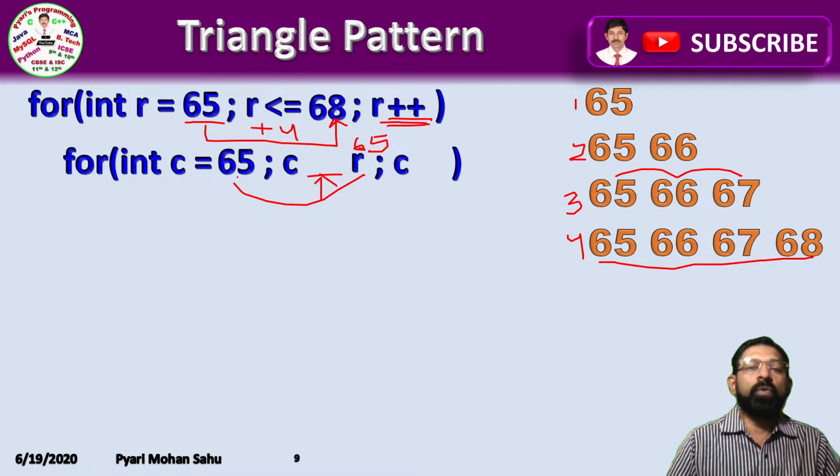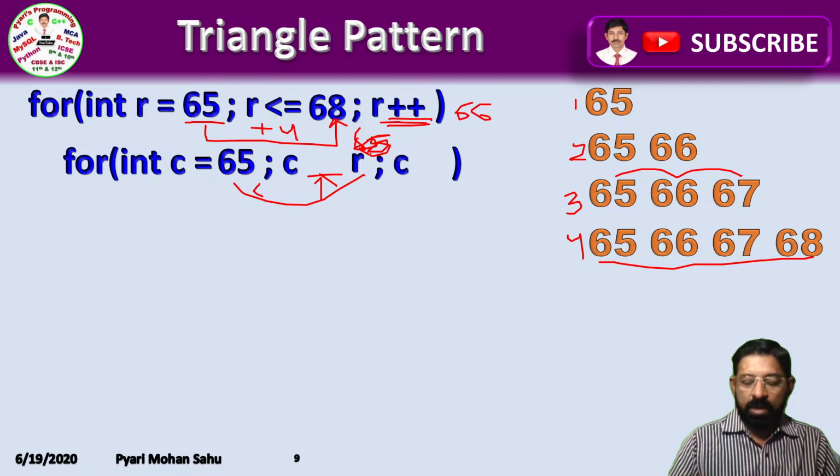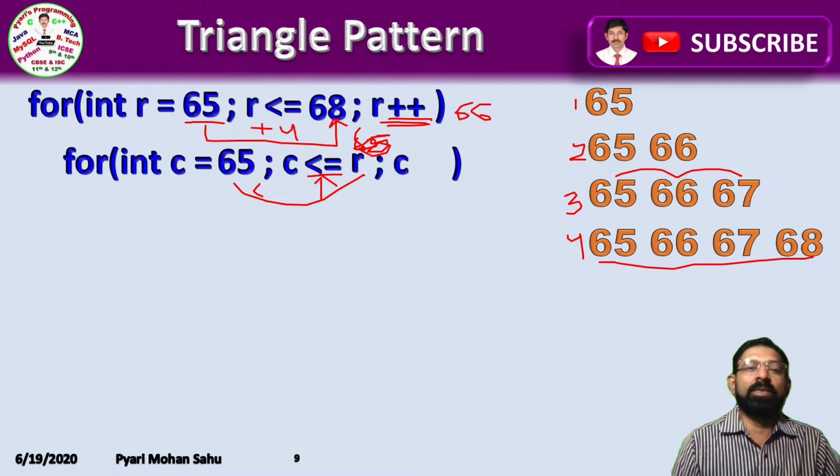I have to move from 65 to R. First time it is 65. Next time it is 66 because R plus plus. So R will become 66. So 65 to 66, yes, 65 to 66. 65 is less than, and also I need to include 66. That's why it is less than or equal to 66, which is the R value.